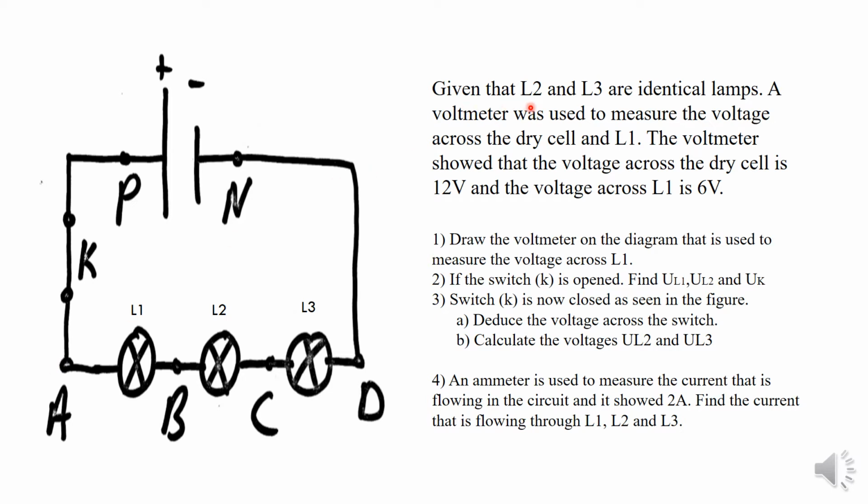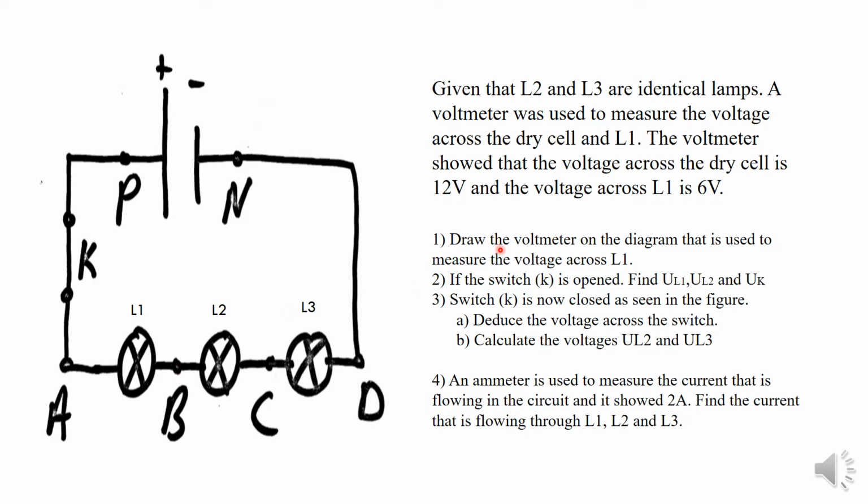Given that L2 and L3 are identical lamps, so these two lamps are identical. A voltmeter was used to measure the voltage across the dry cell and L1. The voltmeter showed that the voltage across the dry cell is 12 volts. So UPN equals 12 volts. And the voltage across the first lamp L1 is 6 volts. UAB equals 6 volts.